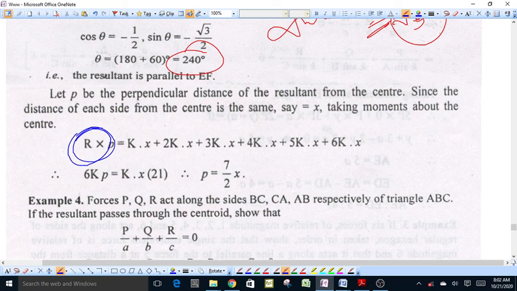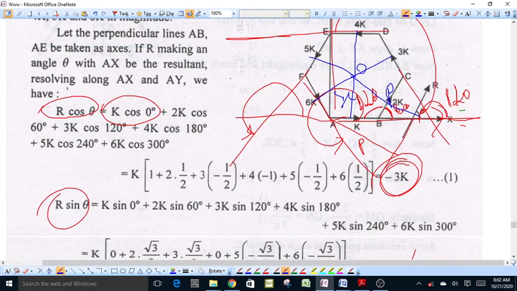From solving this, r is equal to 6k, so 6k into p will be equal to k into x into 21. k cancels out on both sides, and p comes out to be 7 by 2 x, where x is the perpendicular distance of the center from each side of the regular hexagon.